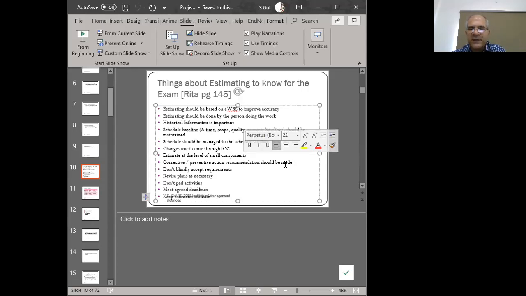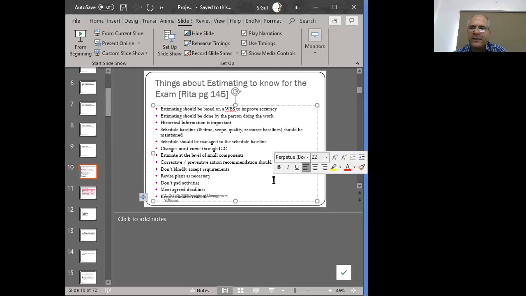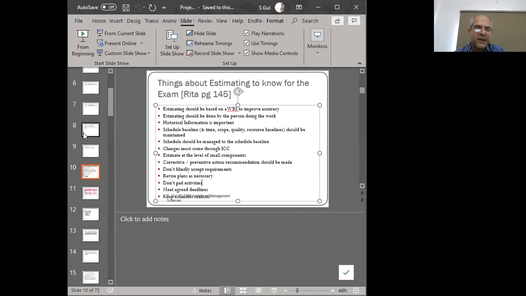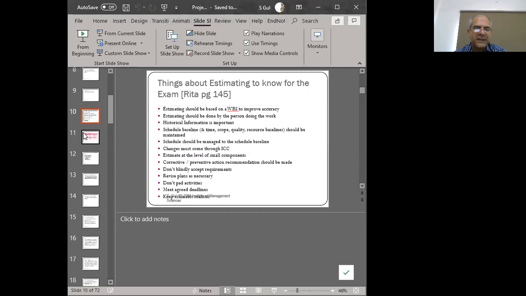Corrective actions or preventive actions, wherever possible, have to be taken. So if you find that there's a flaw somewhere, there's a mishap about to take place, or something has gone wrong, in that case, you have to take remedial actions to correct it. So wherever you find an opportunity to make corrections or take preventive measures, then you should do that. Don't blindly accept the requirements or changes to requirements that have to take place through the integrated change control. Revisions of plans are necessary because the reality is not a static reality, rather realities are dynamic. So as we experience reality, that may necessitate that plans be changed.